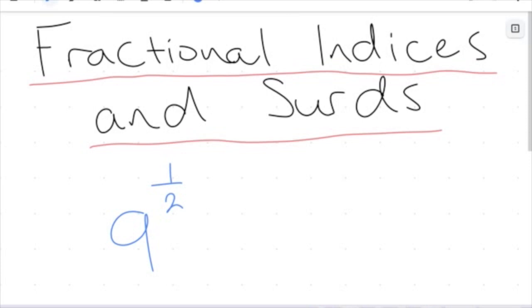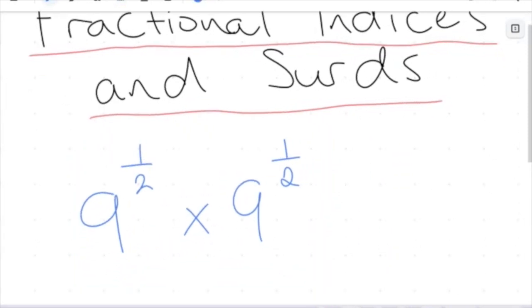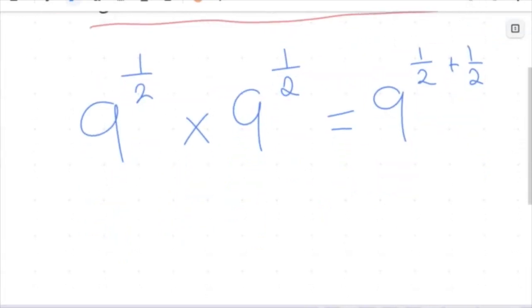So say I took 9 to the power of a half. Now, I don't know what that is. That's fine. But say I multiplied that by 9 to the power of a half. If I treated this like any index laws question, I would see that these two numbers have the same base of 9, and there is a multiplication of these same base indices. So this is going to be the same as 9 to the power of a half plus a half, because our index laws tell us that when we multiply, we add the powers. Now, half plus half gives me 1. So this gives me 9 to the power of 1, or just 9.